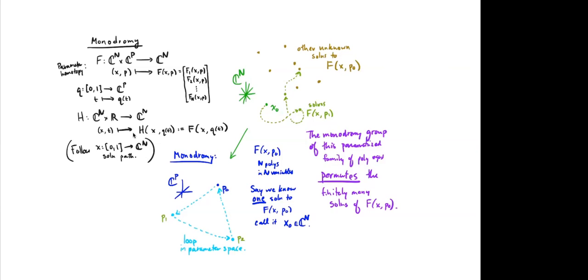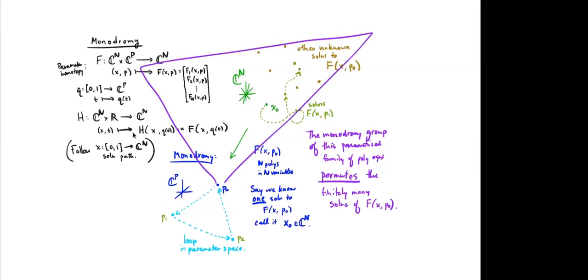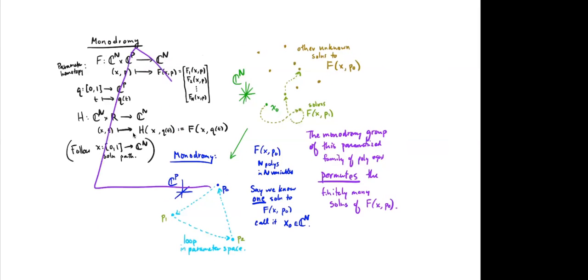Now the problem is we don't know what paths will actually make a permutation. So in practice, you try a loop, and if nothing happens, if you come back to your original solution, well, you just try a bigger loop. And then you do it randomly, and you just keep trying these loops, and you hope for the best.